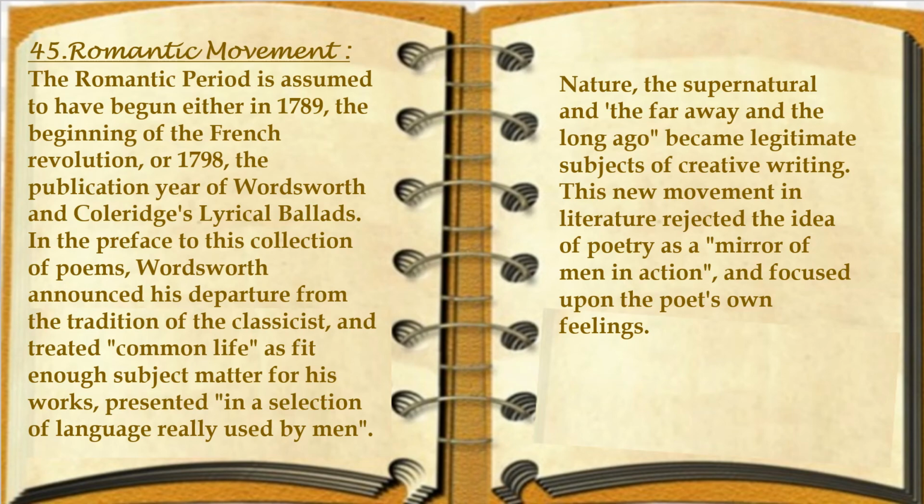This was a new movement in literature, and it rejected the idea of writing poetry that was only about the actions of men. It was the feelings of the poet, and the topics chosen were of nature or supernatural things, or subjects of creative writing. So this is known as the Romantic movement, where the style of writing changed from typical classic writing to nature writing and the feelings of the poet.